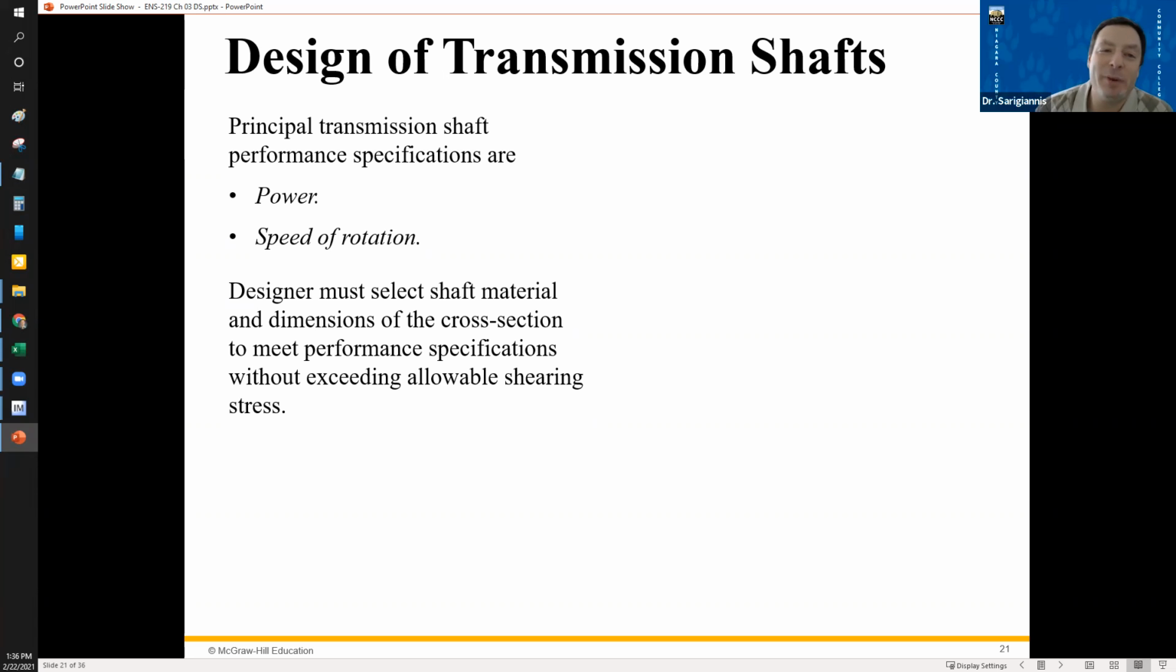And typically, you're going to be looking for things like power and speed of rotation. So you may have to meet certain power requirements, right? And that generator's going to have to turn at a certain speed. So you're going to have to select your shaft material and design cross sections so that you don't exceed certain shear stresses in that material.